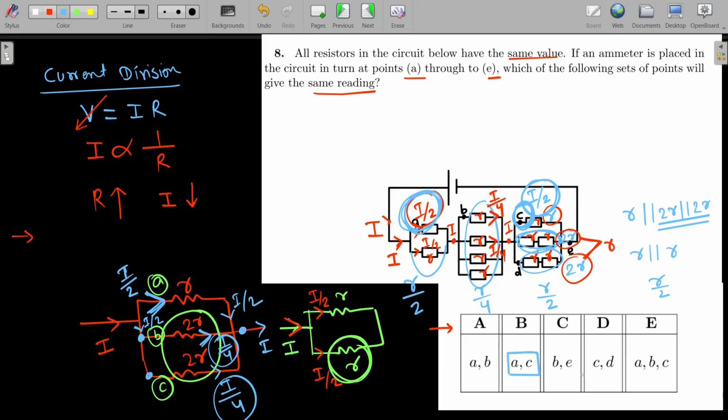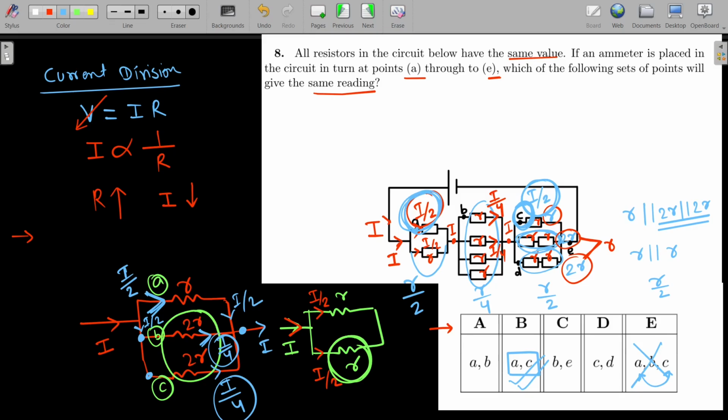You can check any other point. Here it is mentioned A and C. Let us see point B. Obviously at B, the ammeter reading will be I by 4, not I by 2, so I can eliminate that option. I will have only one option, that is option B. So it should be our correct answer.